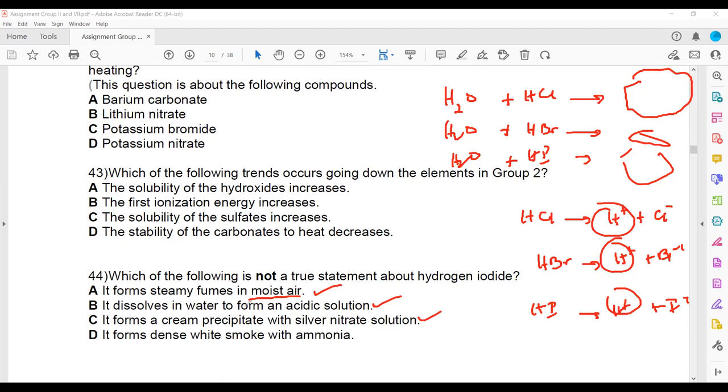Then about hydrogen iodide, it forms a cream color precipitate with silver nitrate. That's wrong. It will form a yellow precipitate. If chloride ion is there, when we add silver nitrate, white precipitate. If bromide ion, it will be cream, and if iodide ion is there, then it should be a yellow precipitate. So this will be yellow.